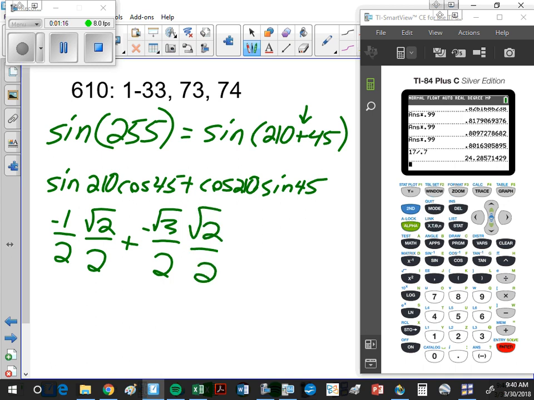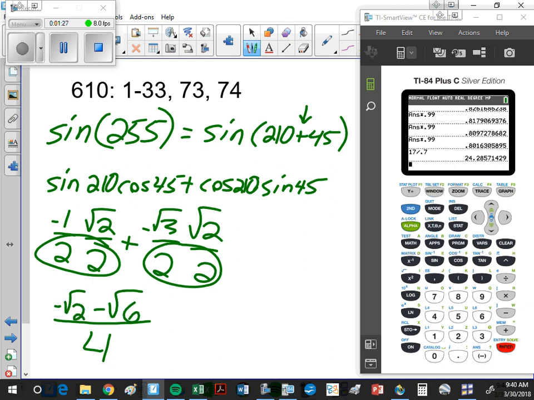And I end up with two fractions that are both over 4. So we get negative root 2 minus root 6 over 4. And every time you do one of the sines or cosines, you're going to end up with something like this. Okay.